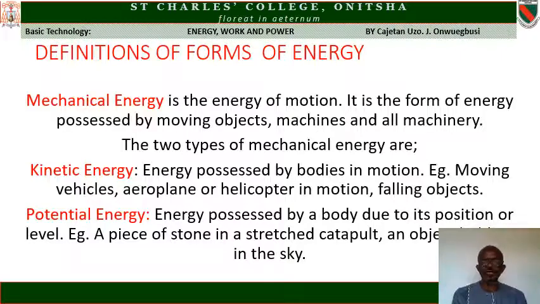Kinetic energy is energy possessed by a body that is in motion. Example, a moving vehicle, an aeroplane or helicopter in motion, or any object that is falling, including birds. Potential energy, on the other hand, is energy possessed by a body due to its position or level. It is a stored energy. It is energy possessed by a body that is not yet in motion but is ready to move if it is allowed to. Example, a piece of stone in a stretched catapult or an object held up in the sky.